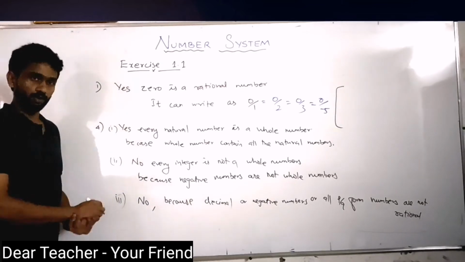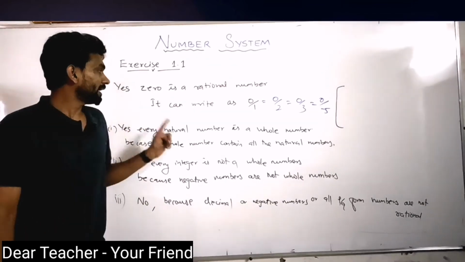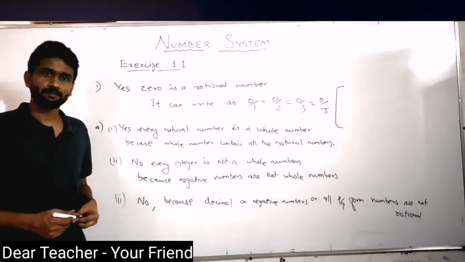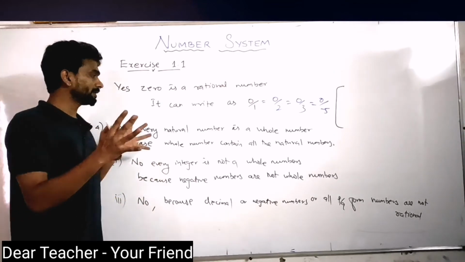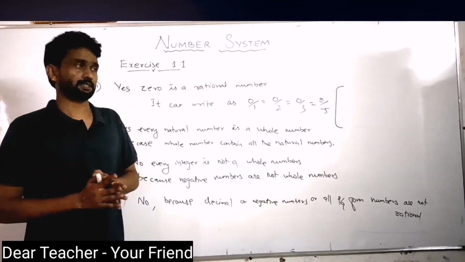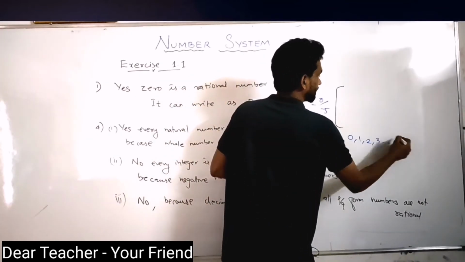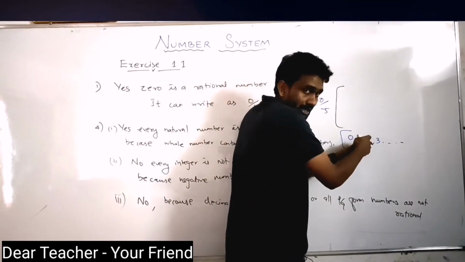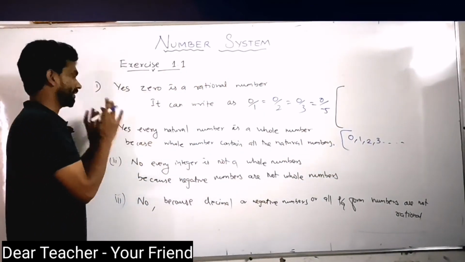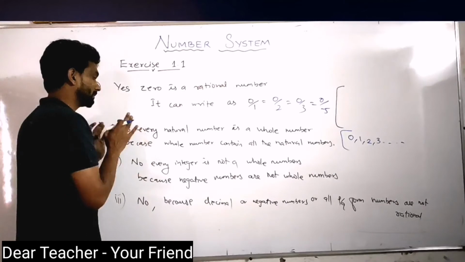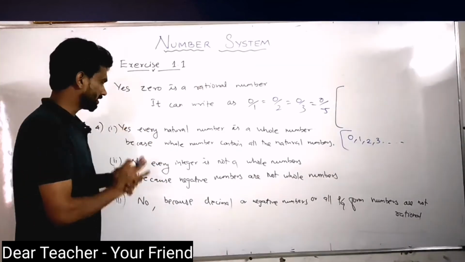Now question number 4. Okay, first one. Every natural number is a whole number. Yes, every natural number is a whole number, because whole numbers contain all the natural numbers. Whole numbers, what are the whole numbers? 0, 1, 2, 3, etc. See, these are natural numbers, 1, 2, 3. They are contained in whole numbers. So, yes, every natural number is a whole number, because whole numbers contain all the natural numbers.